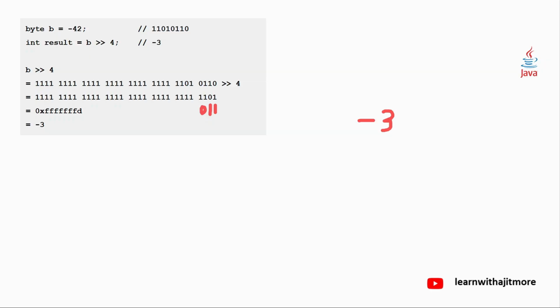And first of all, when do we have to do 2's complement? When the sign bit is 1. Whenever the sign bit is 1, then only we have to take 2's complement. Okay?